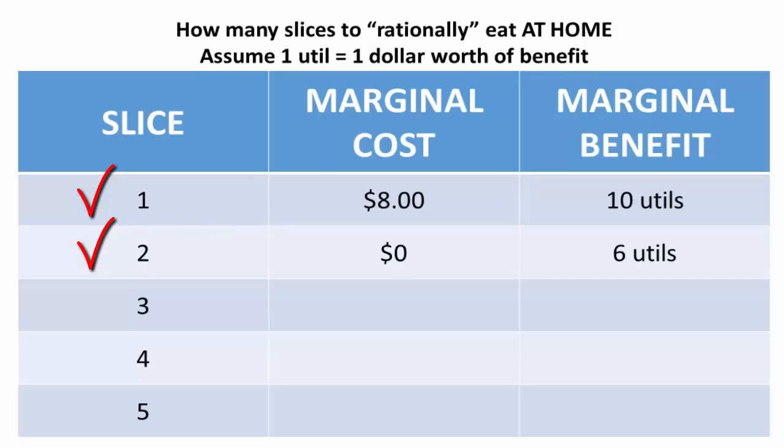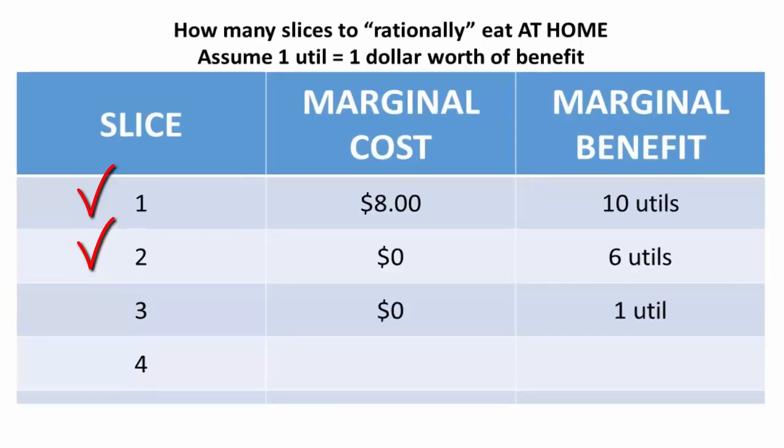Should this person eat a third slice? Again, it depends. Let's look at the numbers. What is the marginal cost of the third slice? Well, $0. It's still sitting right there on the counter. Let's assume the marginal benefit of the third slice is 1 util. According to our setup, it's perfectly rational to consume the third slice, even though this person is almost full. The marginal benefit is still greater than the marginal cost.